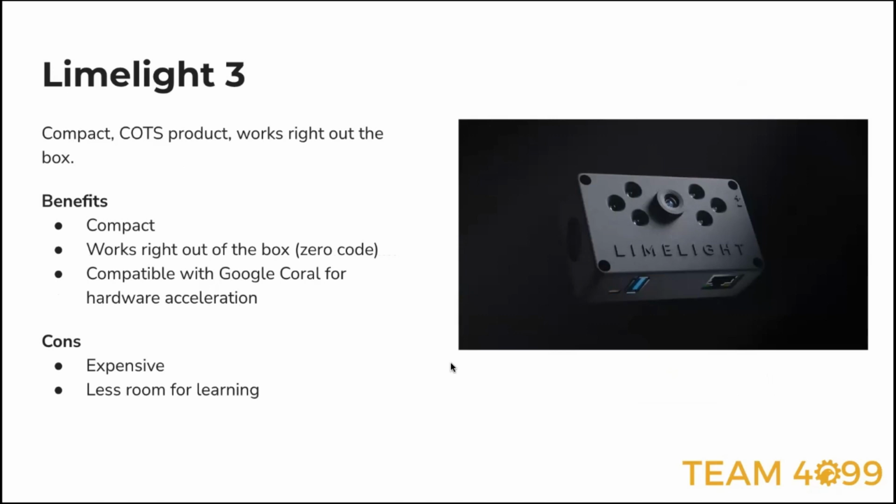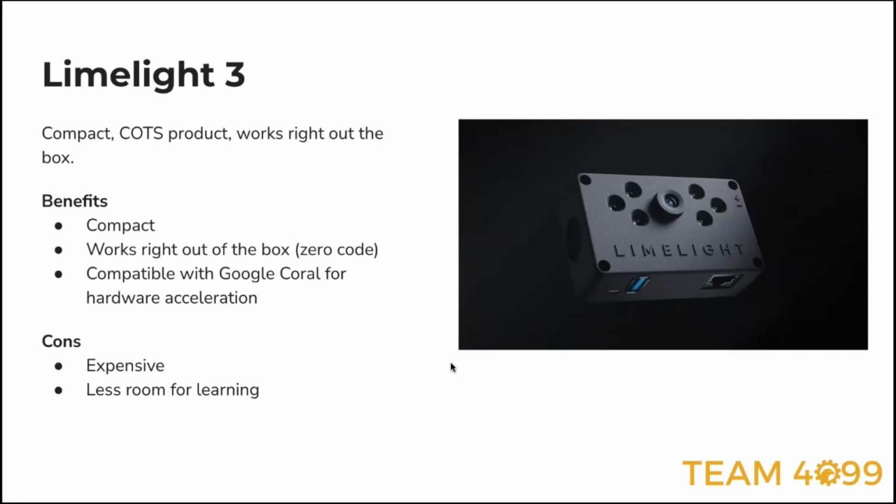should know. One of the benefits of the Limelight 3 is that it's extremely compact. It's much smaller than an Orange Pi because it has the camera built in, the compute boards built in, a fan built in, and all the I/O in a really small package. It also works with the Google Coral for hardware acceleration if you want to do machine learning work or any GPU AprilTag detection work.